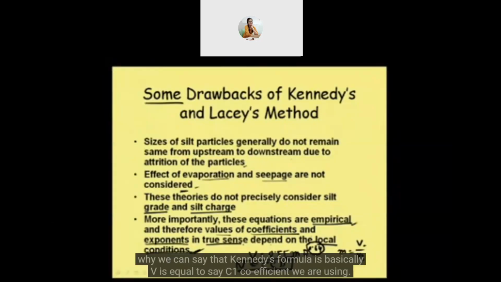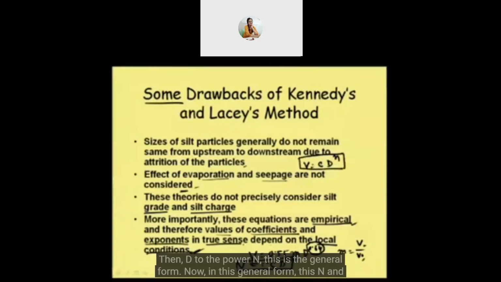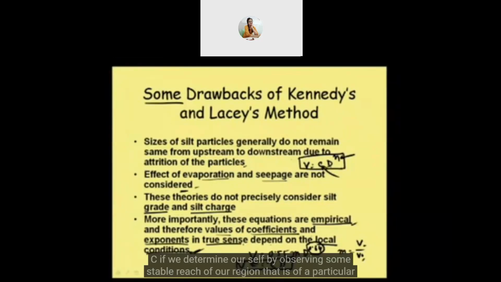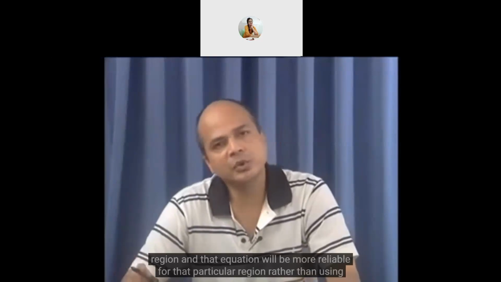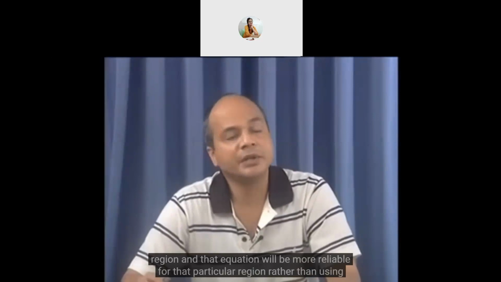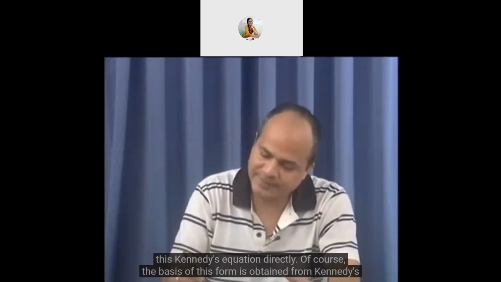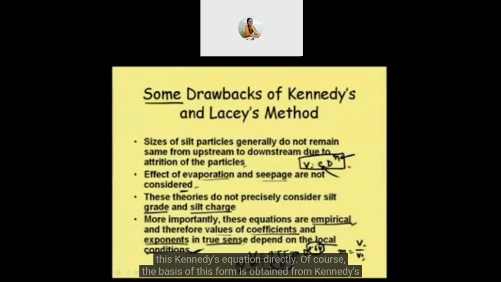That's why now we can say that Kennedy's formula is basically V is equal to C, one coefficient we are using, then D to the power n. This is the general form. Now in this general form, if we determine n and C ourselves by observing some stable channels of our region, that equation will be more reliable for that particular region rather than using Kennedy's equation directly. And of course, the basis of this form is obtained from Kennedy's formula.